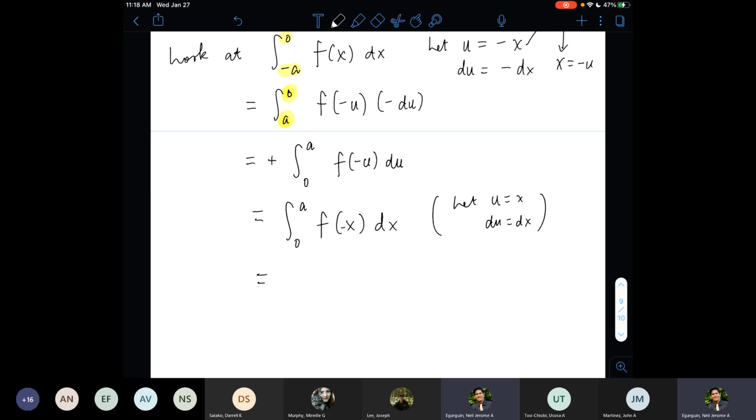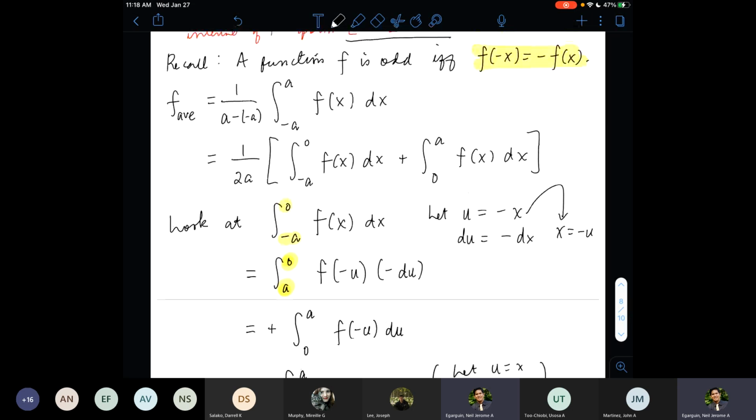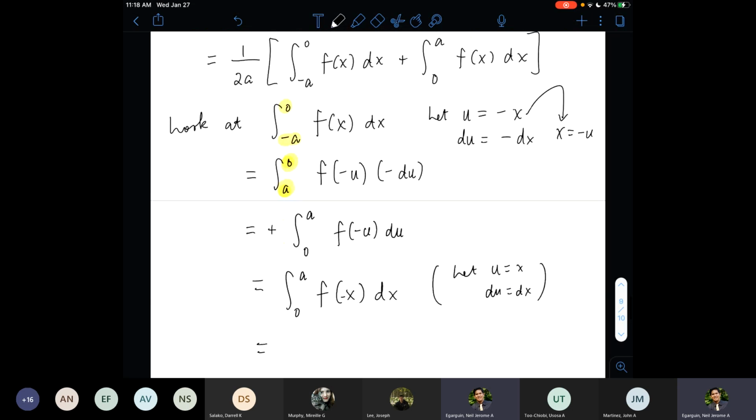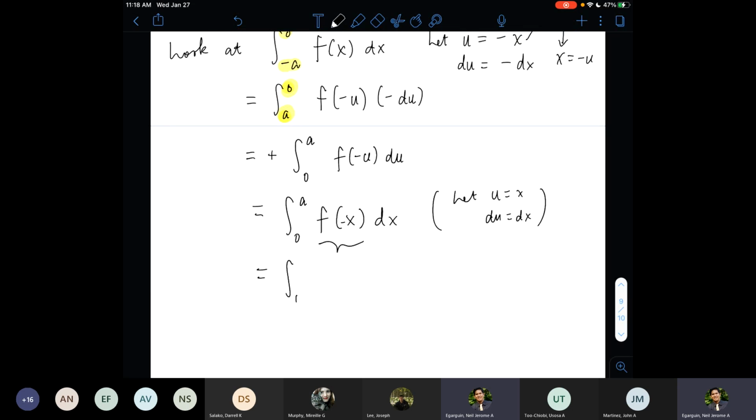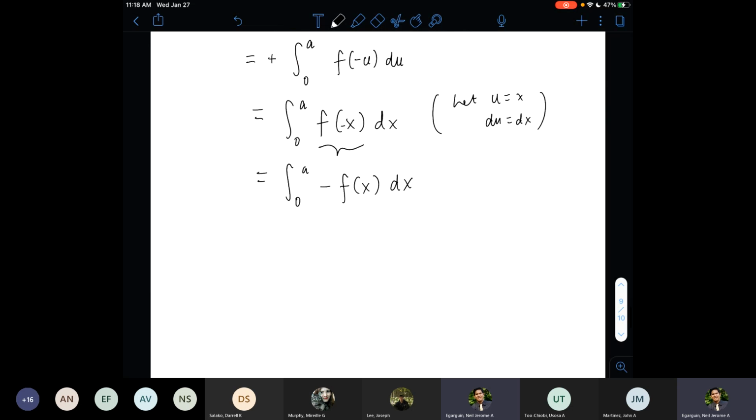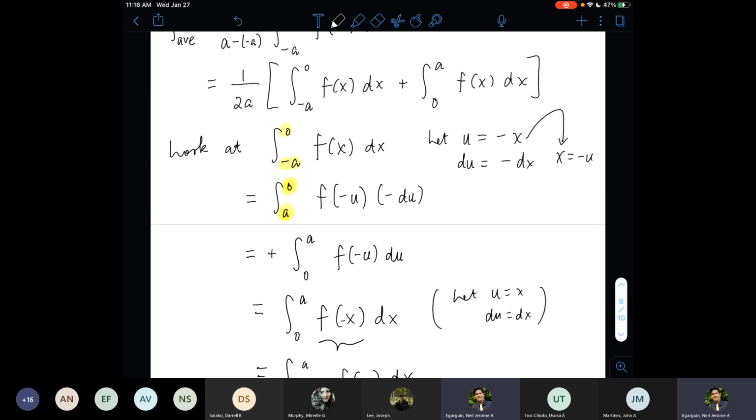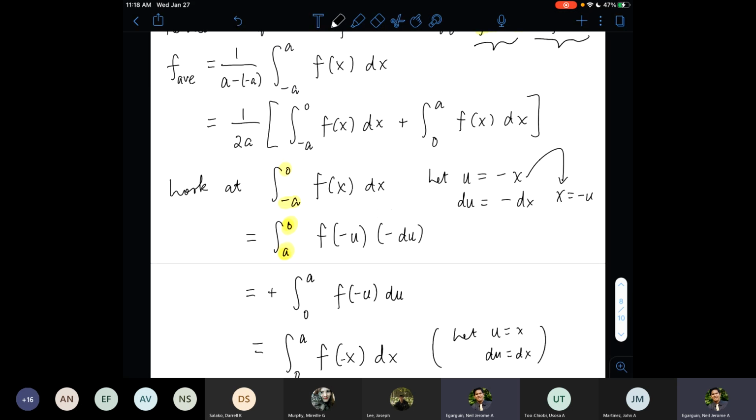I'll use the fact that the function f is odd. Remember what we said earlier? It's an odd function if f of negative x is equal to negative f of x. But here I have f of negative x. Using the fact that f is odd, then this is negative f of x dx. And that guy becomes negative integral from 0 to a of f of x dx, right? Which perfectly fits our agenda of having it cancel with the second term. Because remember, we have this.